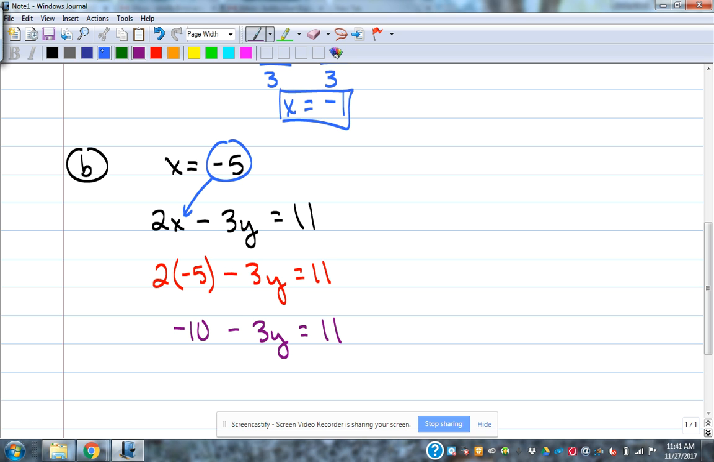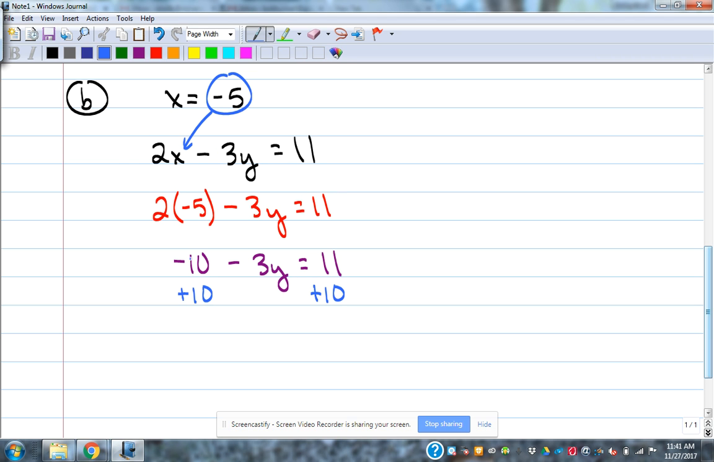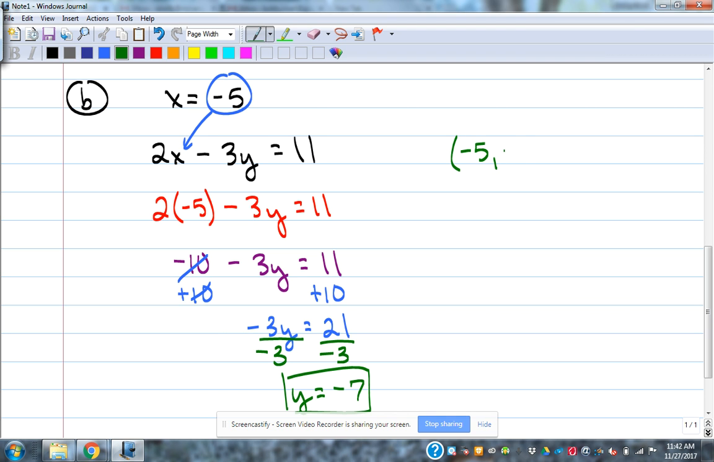Now what? Not subtract, but add, because it's a negative. Get rid of that. There's negative 3y is equal to 21. Divide by negative 3. y is negative 7. We already have the x. It told us at the beginning that x was negative 5. So our final answer will be negative 5, negative 7. That ordered pair is our answer.